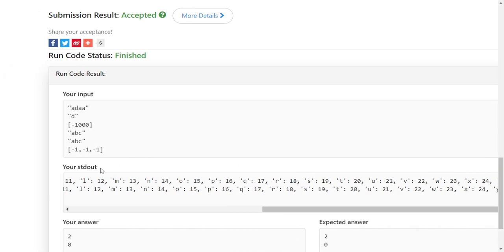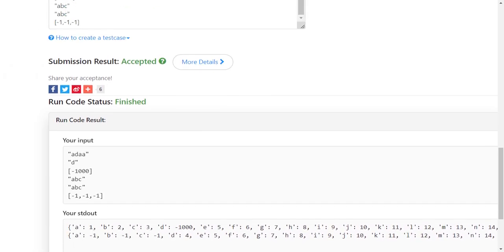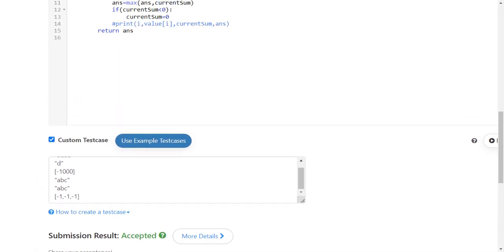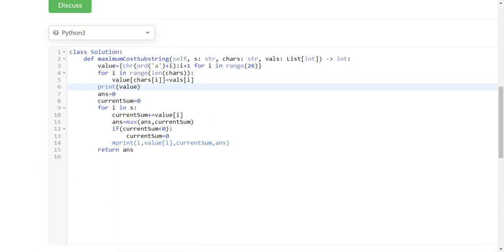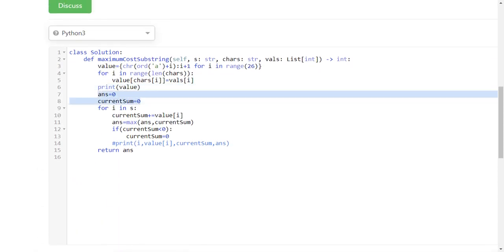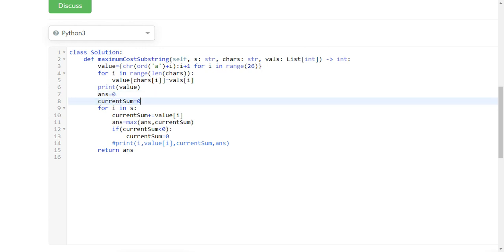So the idea is, if it's present in the cache array, it will contribute the value given in the vals array. That's it, that's the idea. Now I have only two variables declared here: the answer, which I'm going to return as the final answer, and the current sum. Current sum is based on the current index which I visited, right?